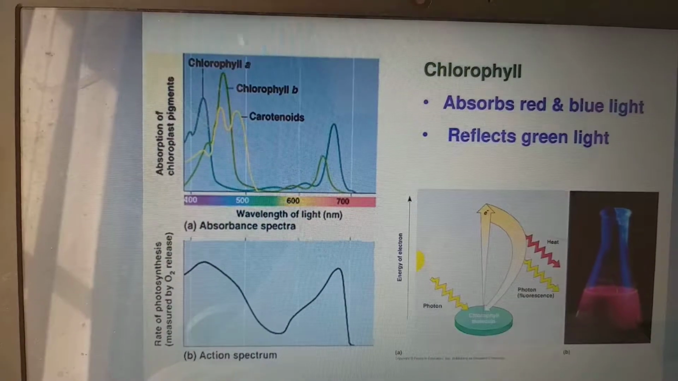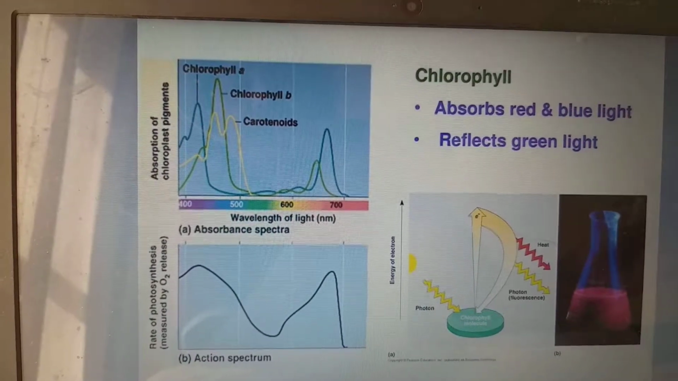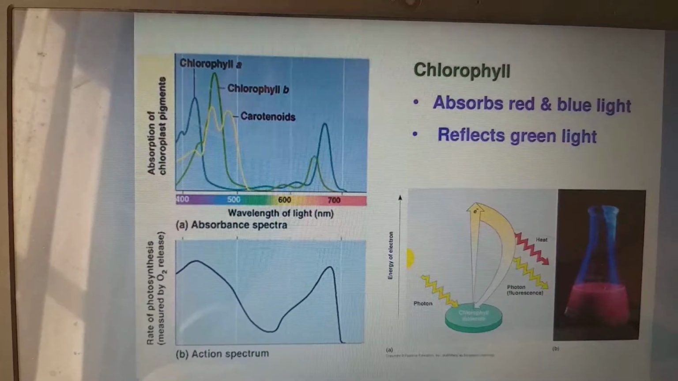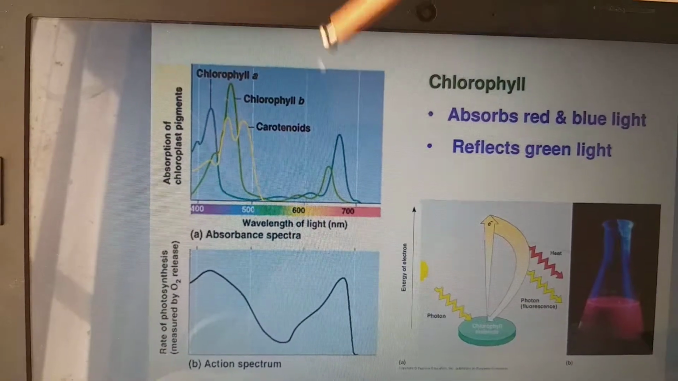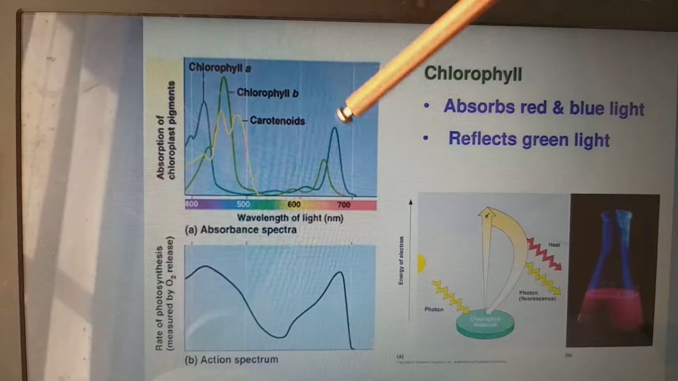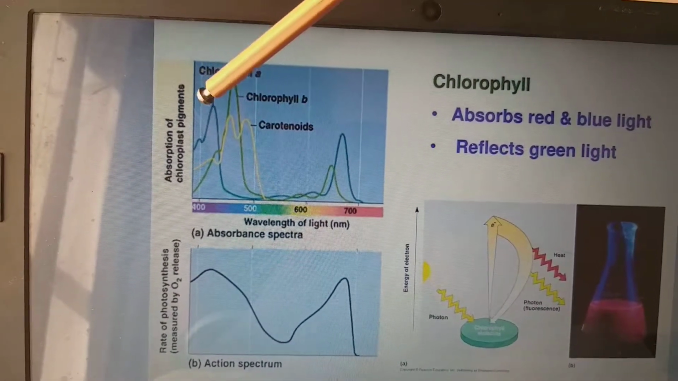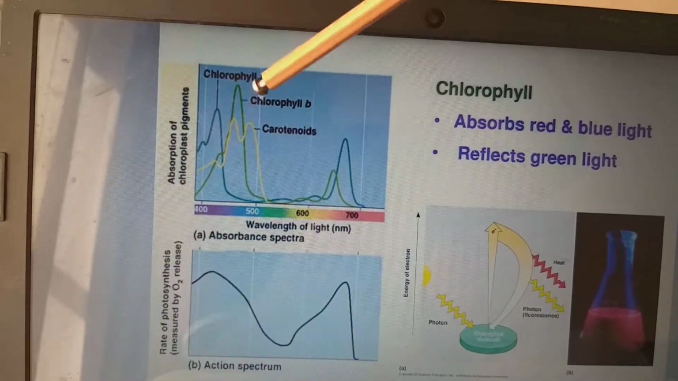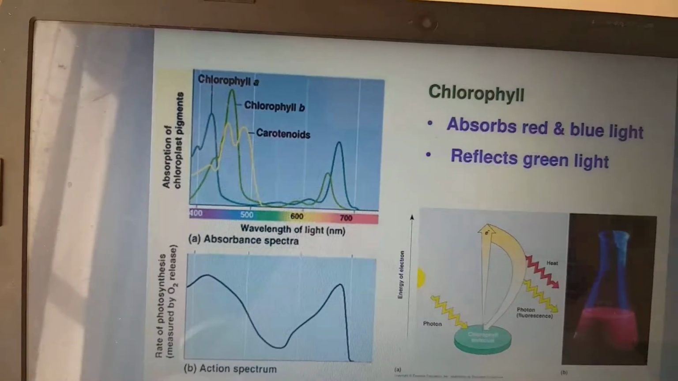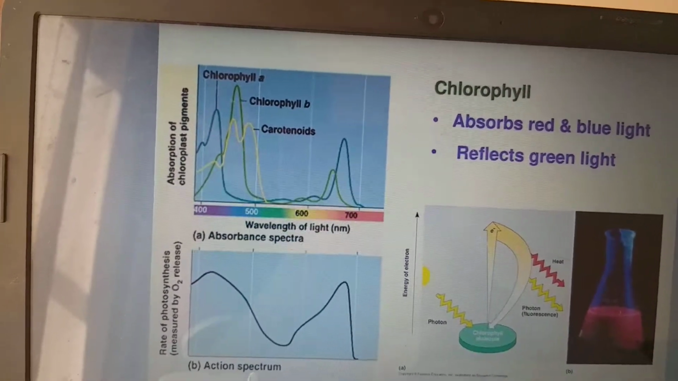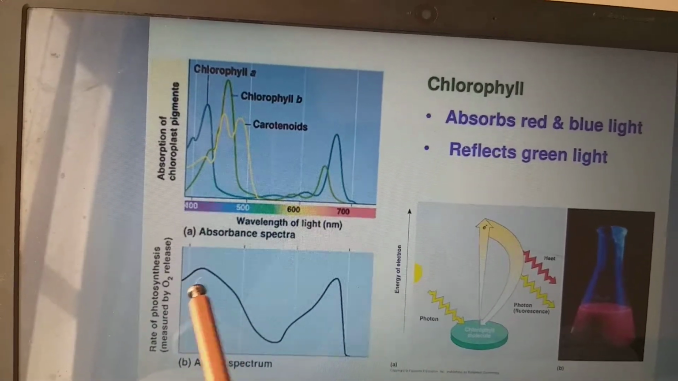How is it going to absorb the light? This picture is going to show us. It absorbs red and blue light more. You can see you will have the highest peak at the red and blue only. At the red and blue, we have the highest peak of the graph, for chlorophyll A, chlorophyll B and carotenoids. Here at the red and blue region only you will have the highest peaks. Next, this is the absorption spectrum. More absorption takes place at red and blue light.